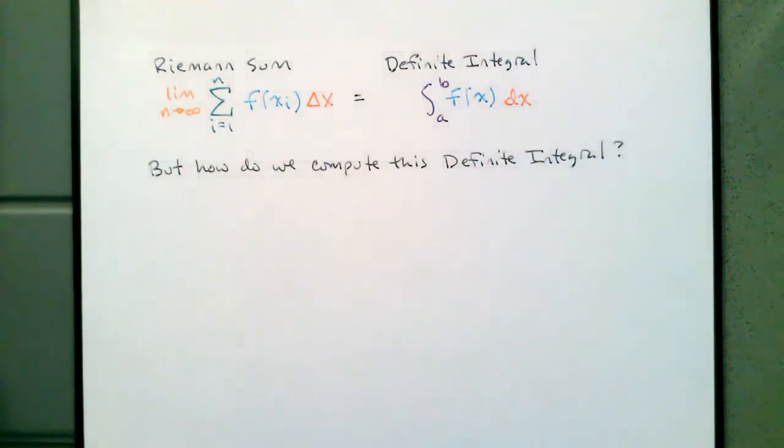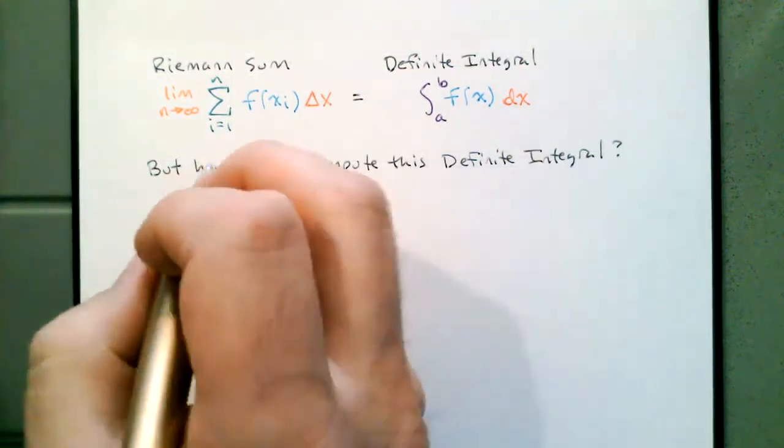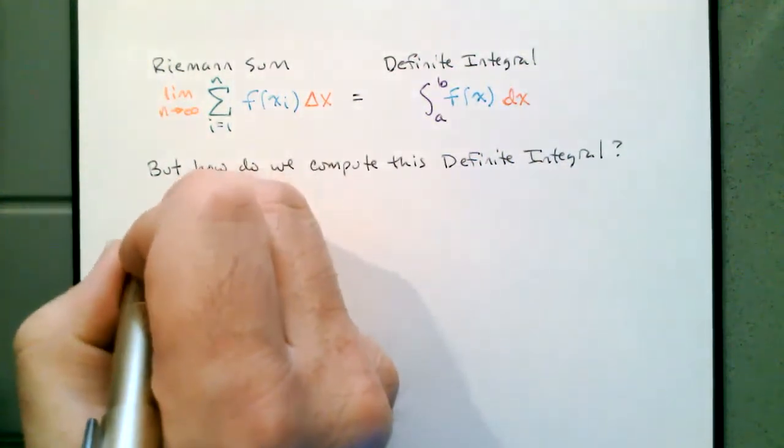A reasonable question: I'm just doing f of x times dx, and I just traded some notation from a to b. So how does this help us? And so that brings us to our fundamental theorem of calculus.